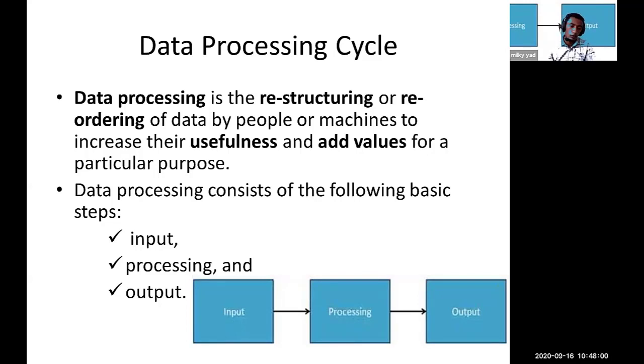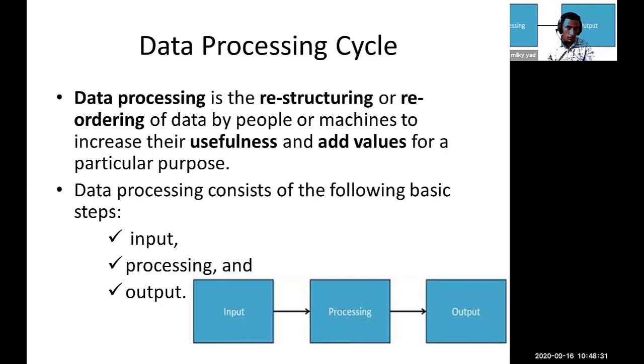What about the second one? The second one is called computer-based data processing or electronic data processing. This is simply processing data, or converting data into information, using the help of an electronic device like a computer, calculator, and so on. The main advantage of computer-based data processing is speed and accuracy.